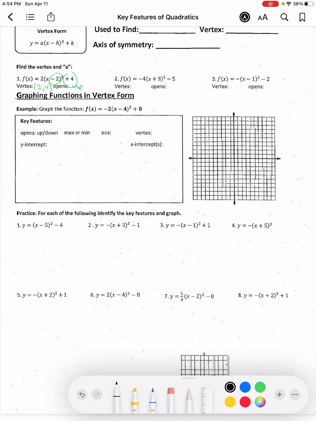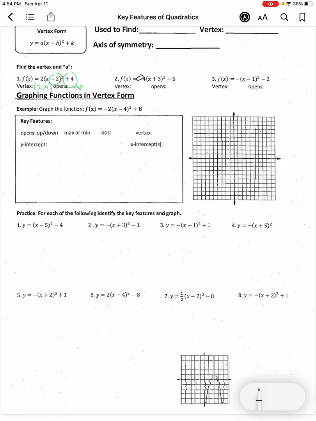All right, going to the second one, we've got a negative out front, so that means it's going to open down. And then my vertex, again, is going to be the opposite of what I see. So since it says plus 3, I know that's going to be a -3. And then we have a -5. So my vertex would be at -3, -5.